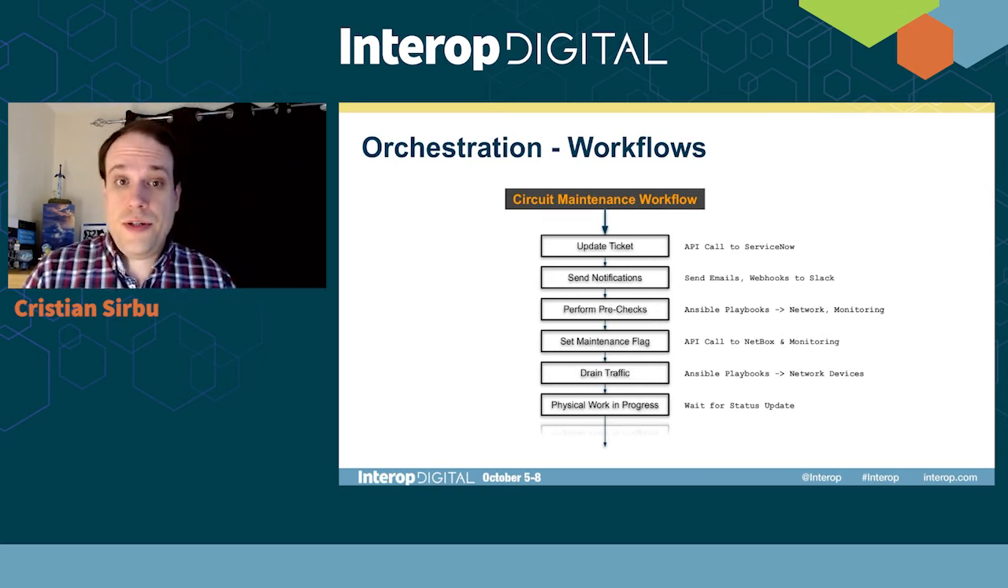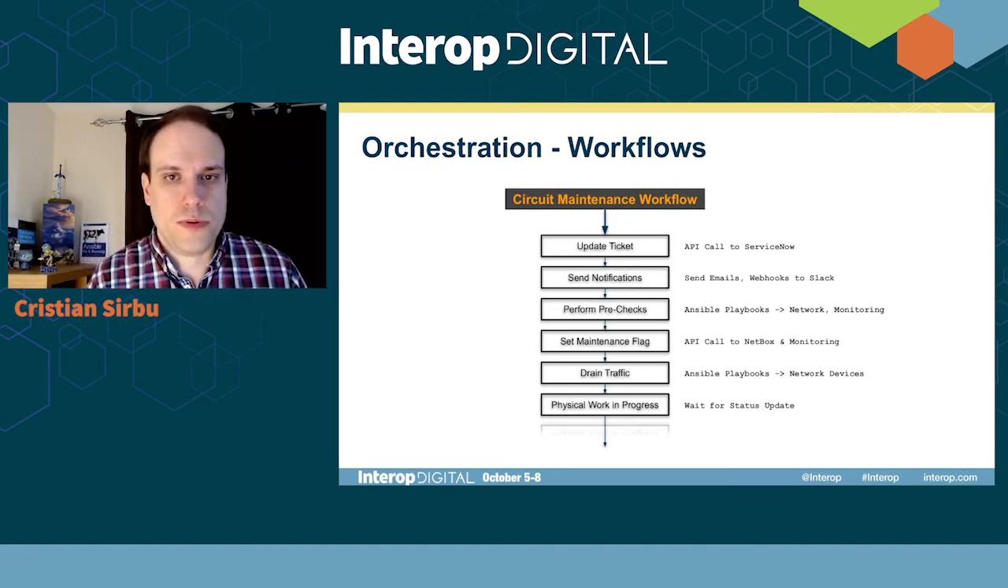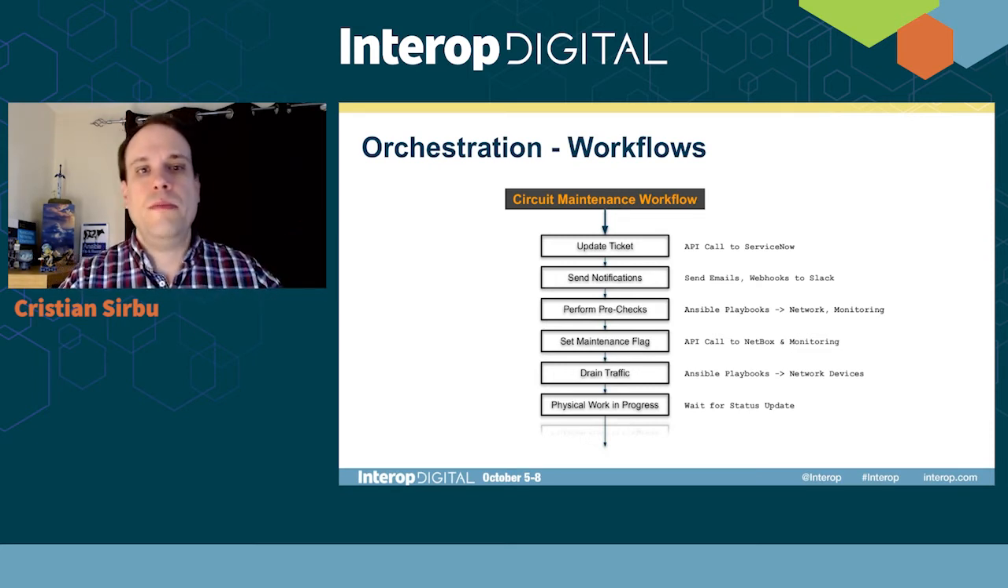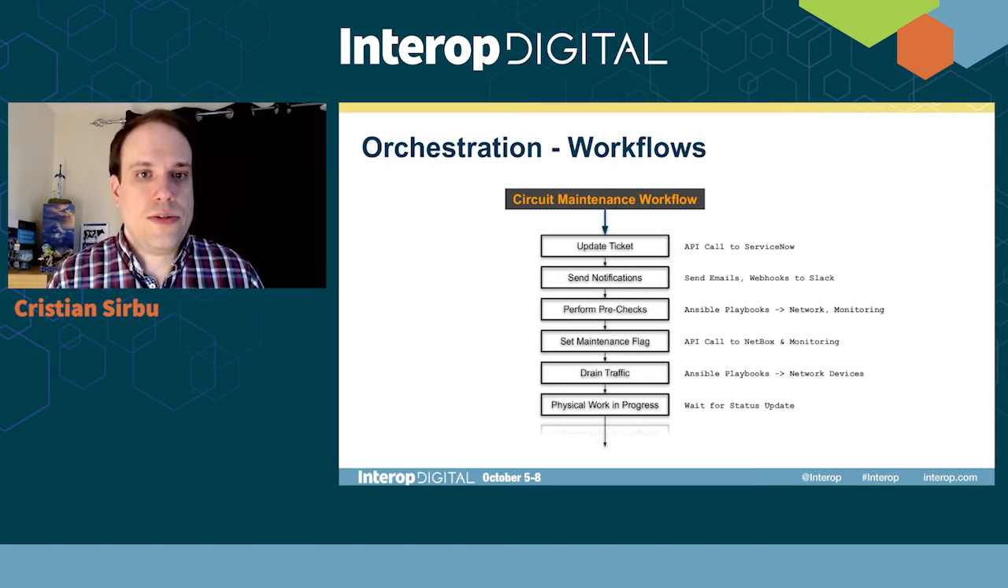At this stage, some of those individual tasks that were automated might already be coalescing into what we're going to call workflows. That is a series of tasks that split a complex operation into smaller chunks which can be executed in an automated fashion. For example, let's say you need to perform maintenance on a circuit.